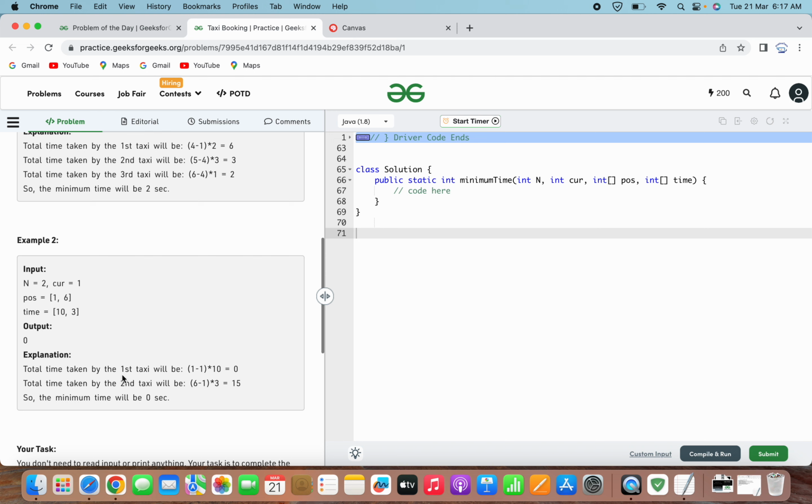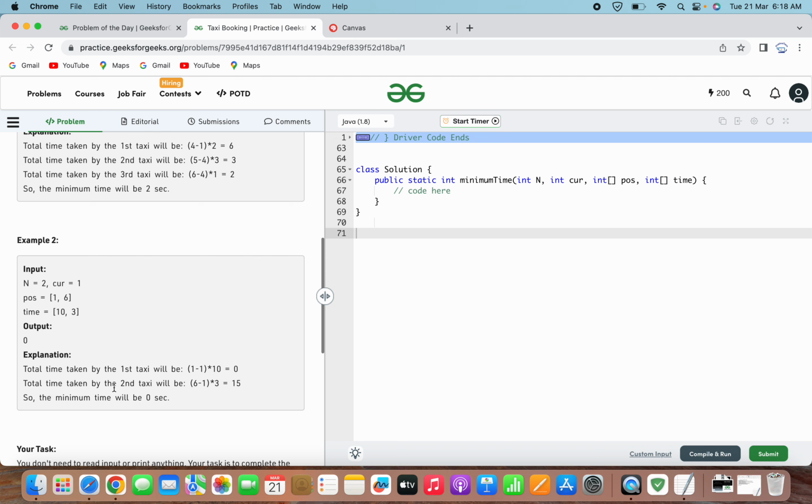The total time taken by the first taxi will be 1 minus 1, that is 0. 0 into 10 is equal to 0. Because we are at position 1, and the taxi is also at position 1, the taxi doesn't have to cover any distance. That's why 1 minus 1 is equal to 0. So we will be easily boarding the taxi as soon as we reach the current position.